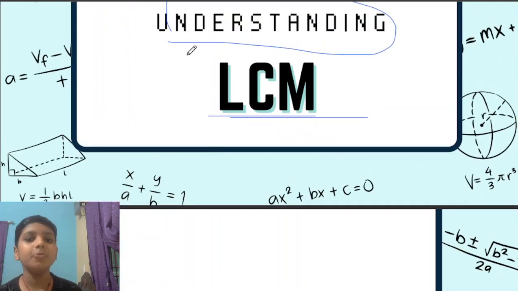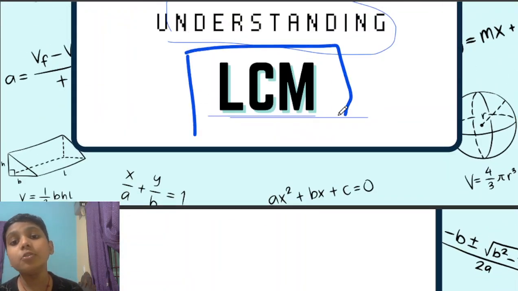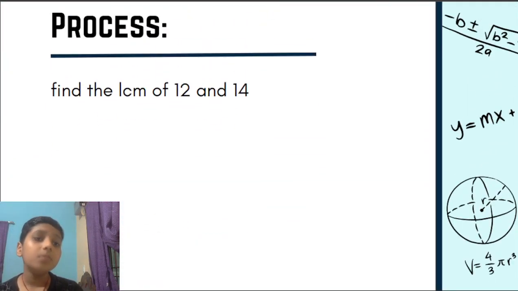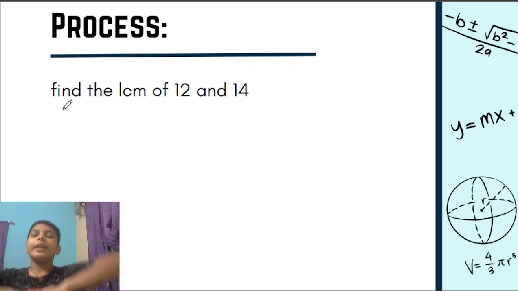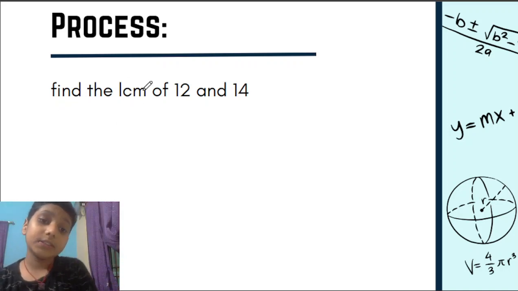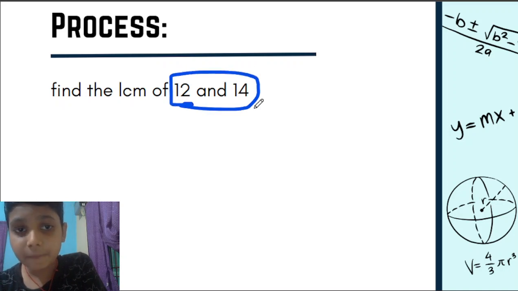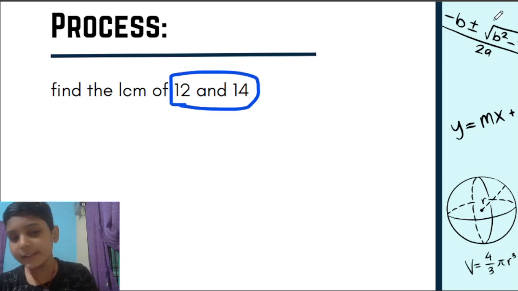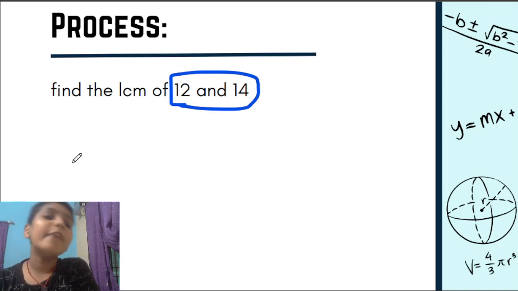Now let's find some better ways through which we can find this LCM. So what's the process? First of all, let's take the example of the LCM of 12 and 14. In that case, we have taken 12 and 14.